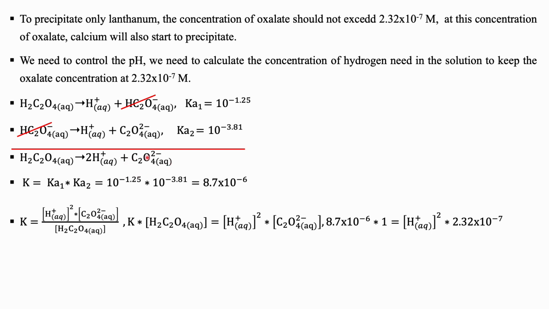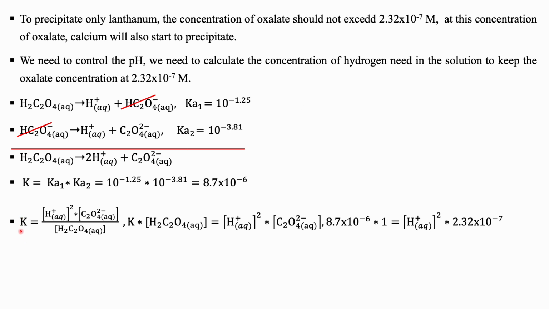That means we need to make sure that this one does not go beyond 2.2 times 10 power negative 7, because we are determining the concentration of the acid required in the solution so that the concentration of the oxalate ion does not go beyond 2.2 times 10 power negative 7 molar, because beyond this concentration we are also going to precipitate the calcium, and we only want to precipitate the lanthanum.